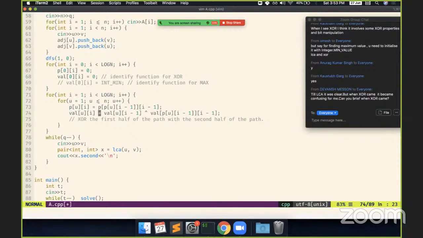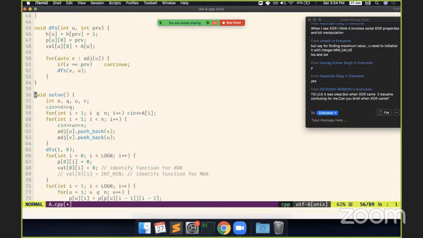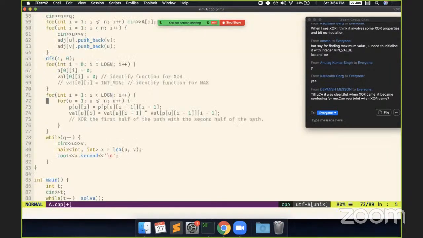This is the value I minus 1. This is the first path, the first half of the path, and this is the node that is the starting point of the second part, the second half, and then the entire thing is the second half. Once you XOR both of them, you have this value I array.